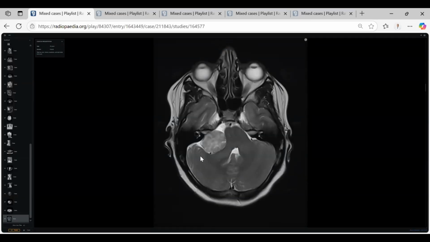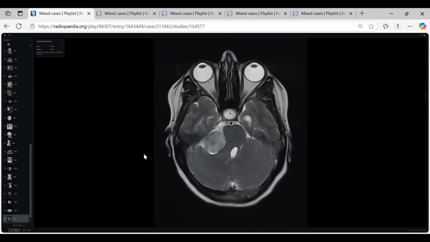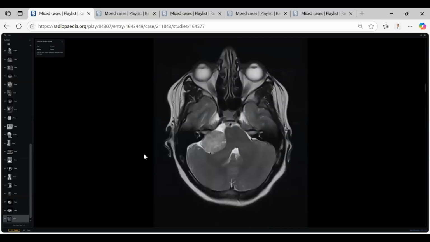What is the name of this sign? Ice cream cone sign. Excellent. So, what's your differential? My primary differential would be that of an acoustic schwannoma.